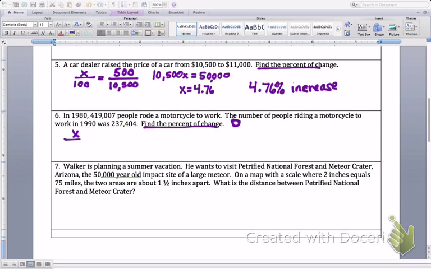We don't know the percent, x over 100. Now we need to find the change over the original. The original is 419,007, but we need to subtract to find the difference. So 419,007 minus 237,404. We get the change is 181,603.